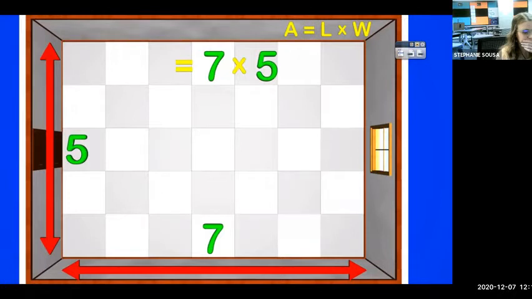What is 7 times 5? The answer is 35. The area of this room is 35 square units. Great job! Now we know how many square tiles to buy, 35.